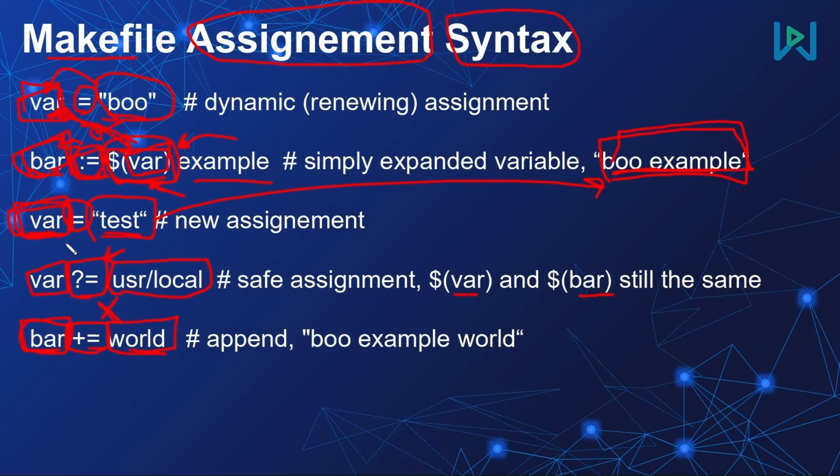Hence, even if we update our var Makefile variable later on, this assignment will be connected and fixed to the old content of our var Makefile variable. Here, if we are appending certain value to this bar Makefile variable, then we are appending this one to this string. Hence, the end result will be boo example world.